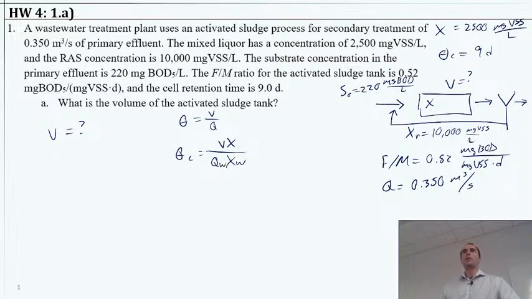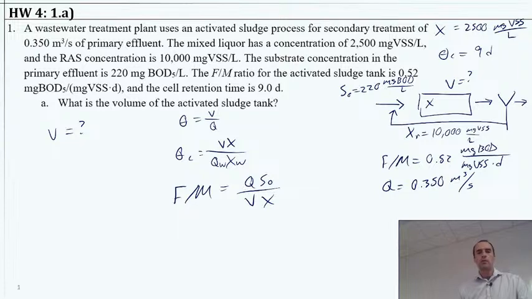And here we might notice, well, we don't have any information about how much waste flow is going out. We don't know QW. So even though we kind of know XW, because it should be the same as XR, we don't know QW, so we can't really use that. So then we can take a look at the food mass ratio formula. That one is Q times S naught divided by Vx.